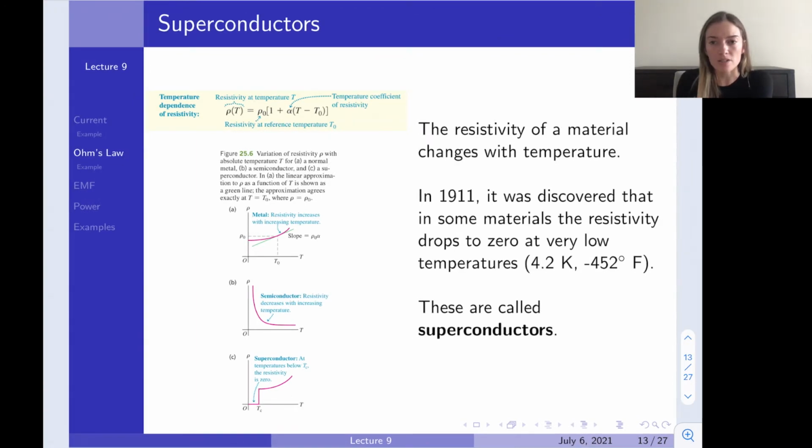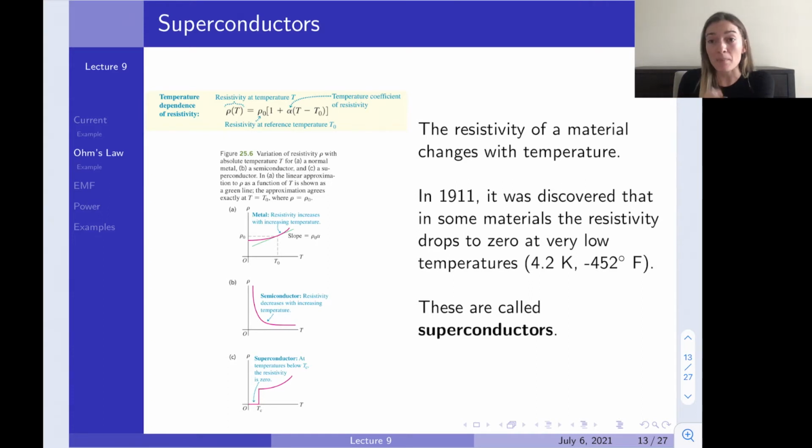These were actually discovered in 1911. I think the first superconducting material discovered was mercury. And when we say low temperatures, they're super low. The resistivity of mercury drops to 0 at 4.2 degrees Kelvin. Now remember, 0 degrees Kelvin is absolute zero, where nothing can move. And 4.2 degrees Kelvin is negative 452 degrees Fahrenheit. So that's obviously extremely cold.